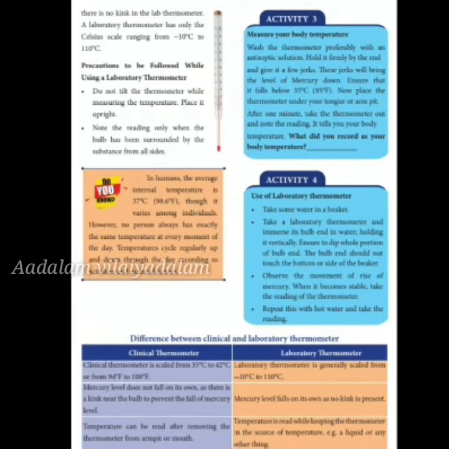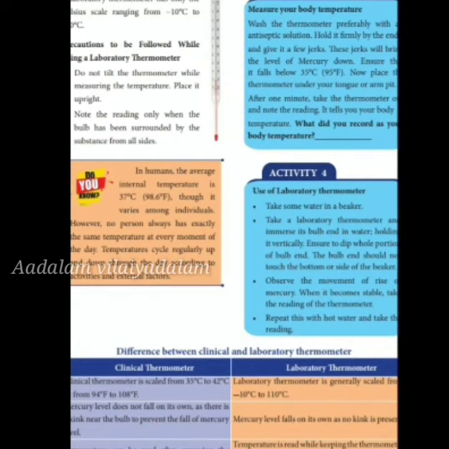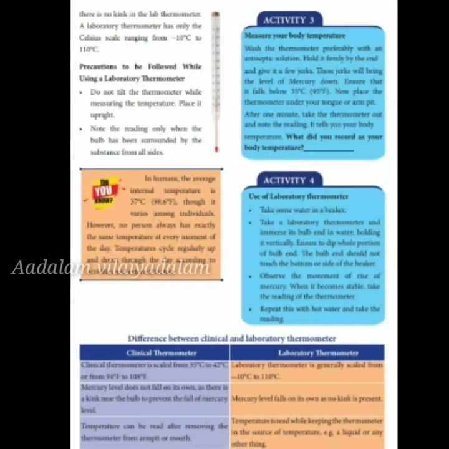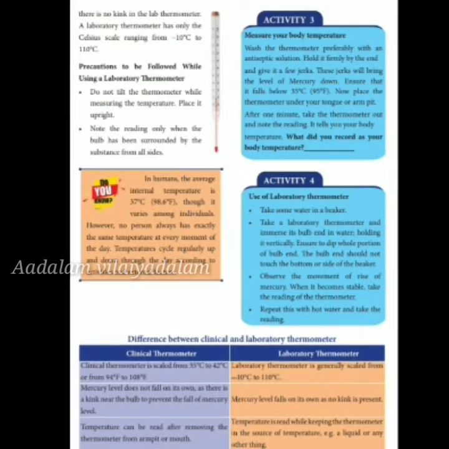Now see the difference between the clinical and laboratory thermometer. Clinical thermometer is scaled from 35 degrees C to 42 degrees C, or from 94 degrees F to 108 degrees F, while laboratory thermometer is generally scaled from minus 10 degrees C to 110 degrees C. This means that when you see the clinical thermometer, you can see these readings on it, while in the laboratory thermometer, the scale is not in Fahrenheit, it is only in Celsius.